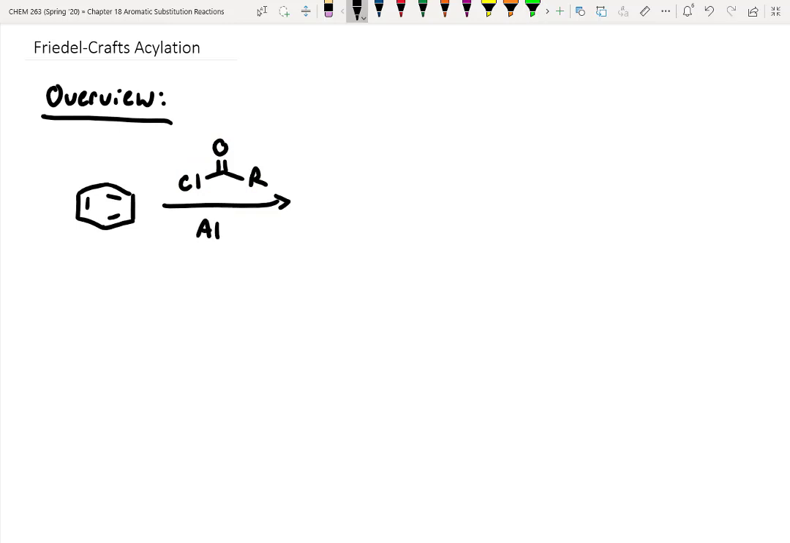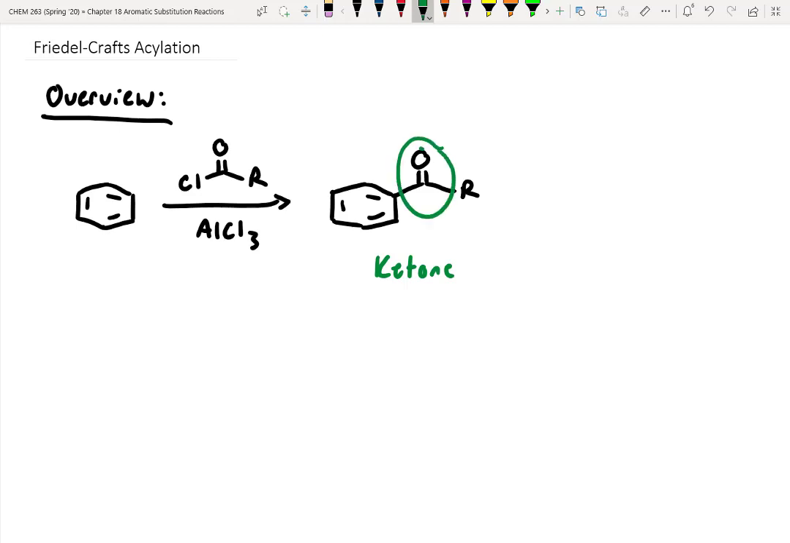We still need an acid catalyst like aluminum trichloride. And when we're done, we're able to install that carbonyl group directly onto the ring system. Specifically, what we're able to make are ketones. The ketone that we make can then be used to react with a Grignard reagent, or it can be reduced to an alcohol. There's a variety of different things we can do with that ketone. Specifically, this whole group is called an acyl group, hence the name Friedel-Crafts acylation. All right, so let's go ahead and look at the mechanism for this reaction.